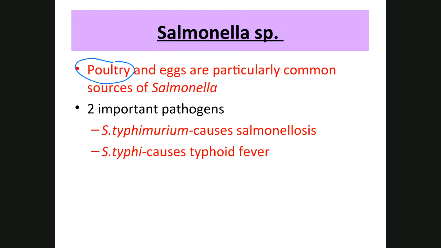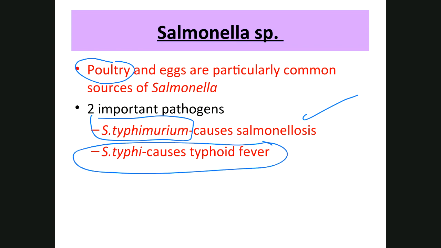Two of the Salmonella species are particularly bad. Salmonella typhimurium causes salmonellosis, which is typically the kind of Salmonella infection that we see in this country. The other one is a lot more serious. It's called Salmonella typhi, and that one causes a very, very severe type of gastrointestinal infection called typhoid fever.